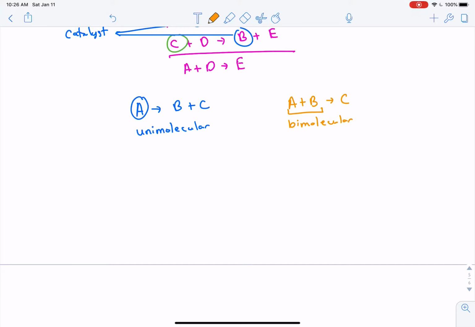Again, you can't have a trimolecular step, because the collision theory states that you can only have two particles colliding together. So either unimolecular or bimolecular elementary steps. Any questions about that? Okay, we will go back to this after we do rate laws and see how our mechanisms have to match our rate law experimentally. So once we explain that, you'll kind of see what that is. Okay, so that's bullet point 1 for now.